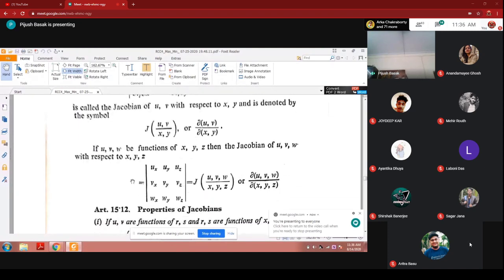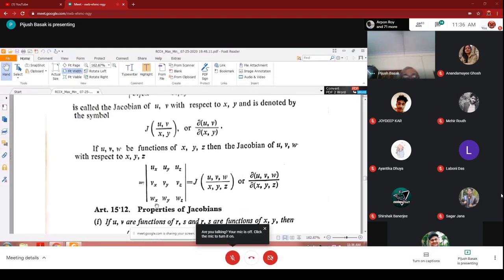In the case of three variables, suppose u, v, w are functions of x, y, z. In the Jacobian of u, v, w with respect to x, y, z, the first row will be u, the second row will be v, the third row will be w, and the first column is x, the second column is y, the third column is z. So u suffix x means del u del x. U suffix y means del u del y. U suffix z means del u del z.